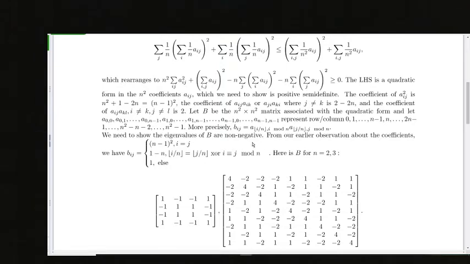If i equals j, then we have this form where it's a_ij times a_ij. Well, keep in mind the ij here and the ij here are different. This is ij from 0 to n minus 1. This is ij from 0 to n squared minus 1. But if these pairs of indices are equal, we see the coefficient here is (n minus 1) squared.